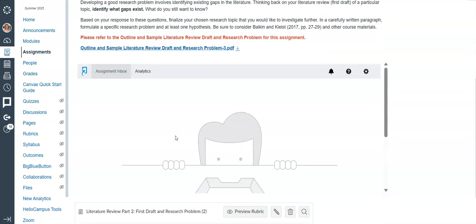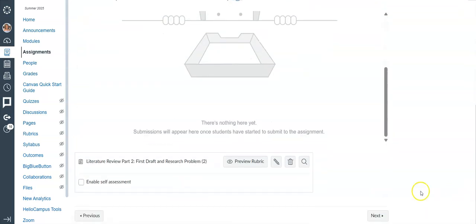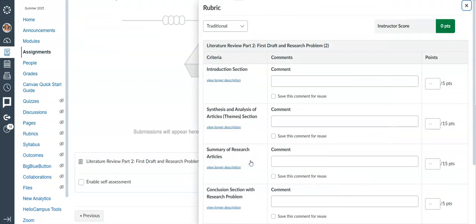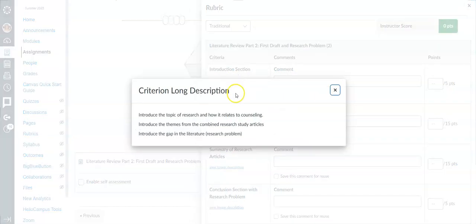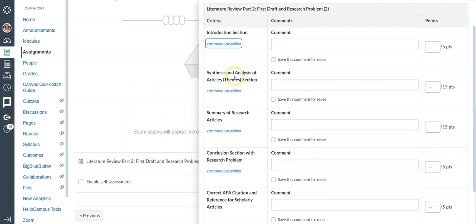You're going to notice down here, hold on, below, you can look at the rubric. The rubric aligns with the assignment instructions. You can see within the different subheadings the different things that are expected. Again, this is expanding upon what you did in part 1. And then remember, the synthesis and analysis and summary research articles are happening together.